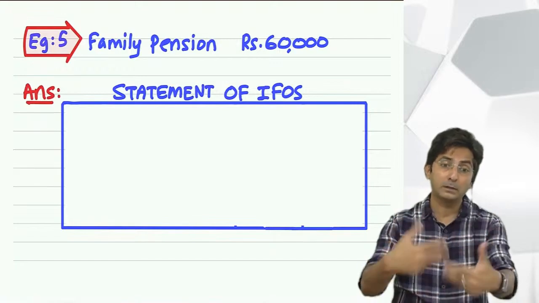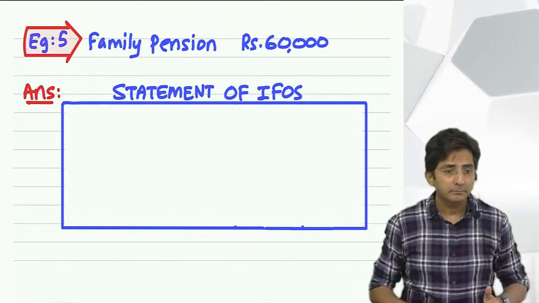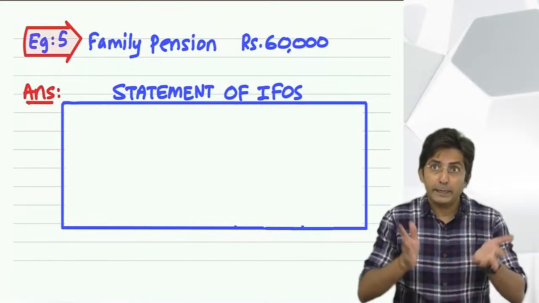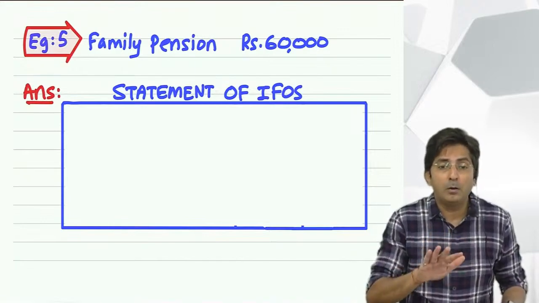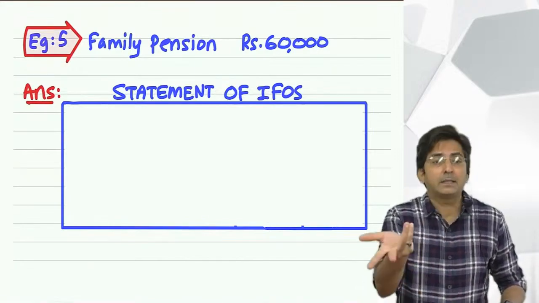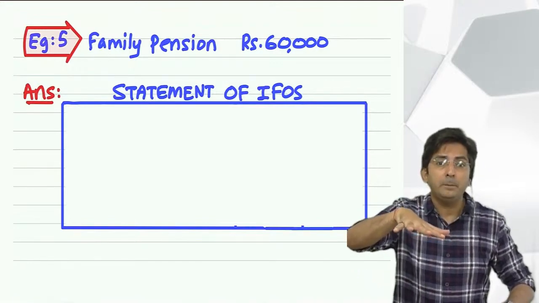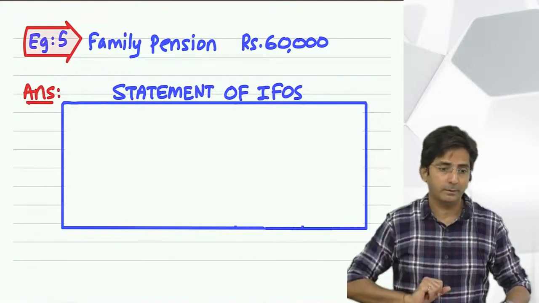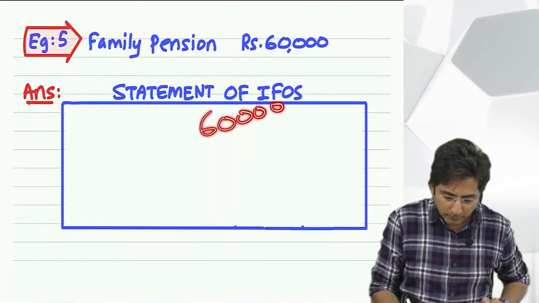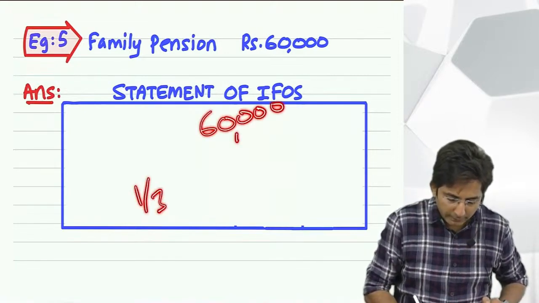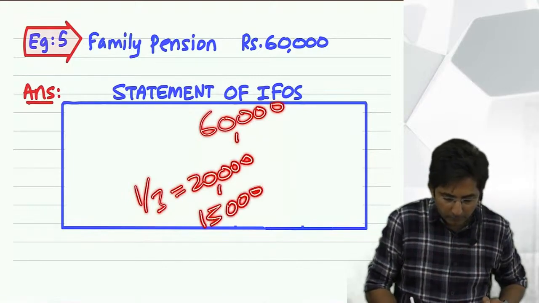Because if we give the full one third, some people might be getting 10 lakhs pension after the death of the husband, so one third of 10 lakhs will be too much. So we don't want to free your amount beyond 15,000. And whenever the government puts a limit, automatically it becomes a formula of whichever is lower. So here, you know what the formula will be? Look, from 60,000, first you find one third, that comes to 20,000, and 15,000 is a fixed amount.